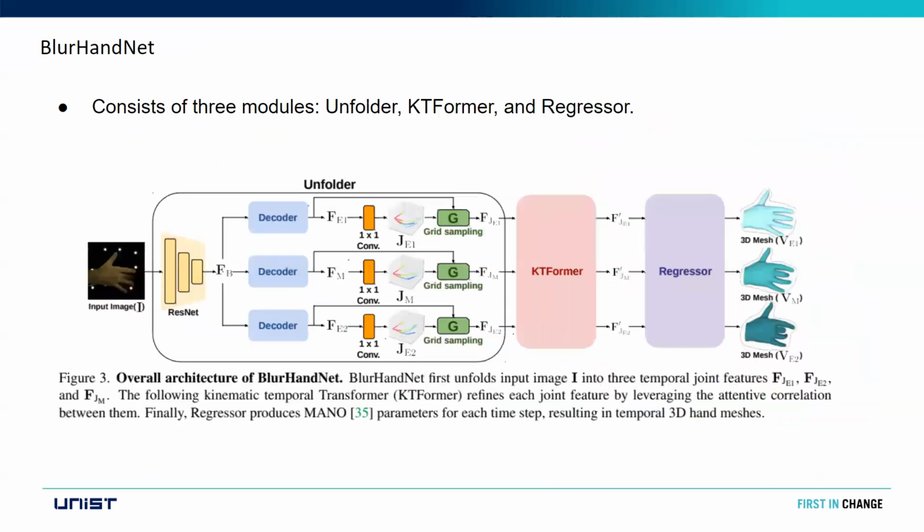So now about the network. It consists of 3 modules: Unfolder, KT-former, and Regressor. I will go into details for each one by one. The overall architecture is given as follows. It takes an input image and provides 3 meshes, one for initial, one for middle, and one for ending.